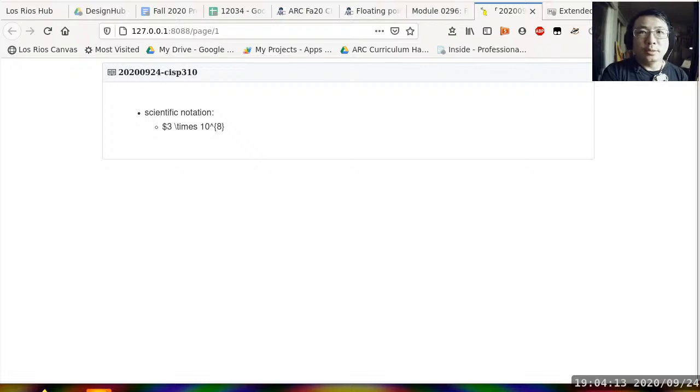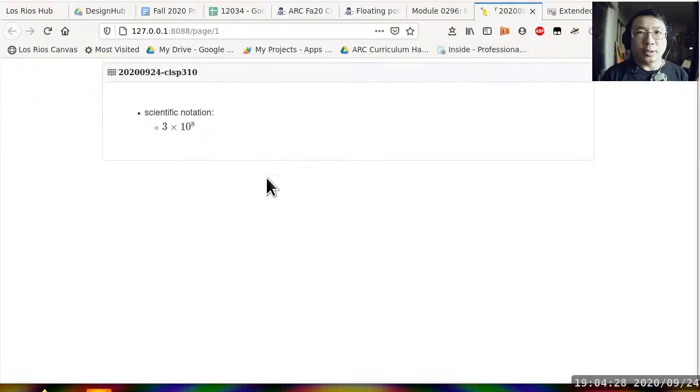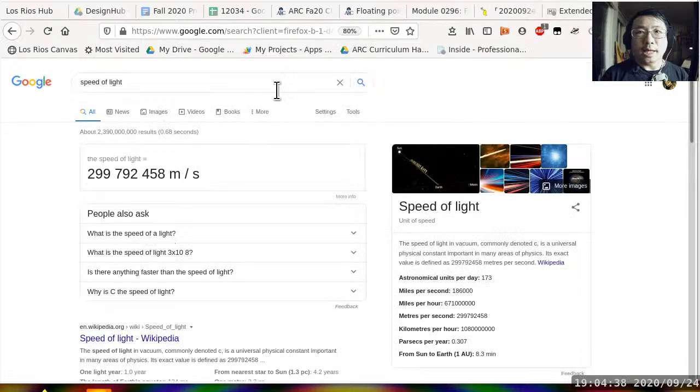So this value here, 3 times 10 to the power of 8, is expressing a value that is kind of close to the speed of light. It's off by a little bit, but for most practical purposes, it is close enough. Does everybody understand why this representation is pretty close to the actual speed of light down to the meter per second?